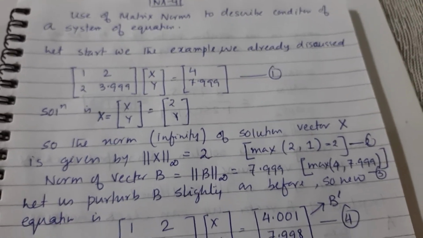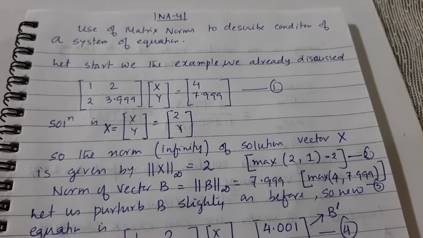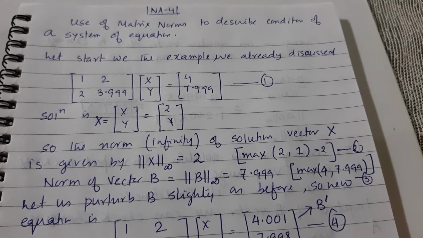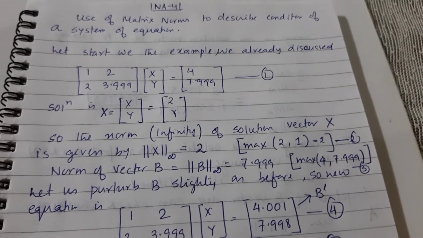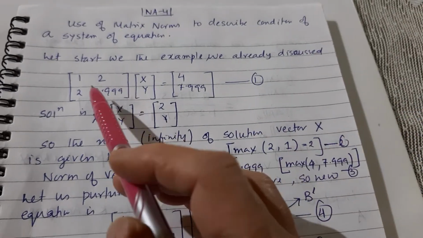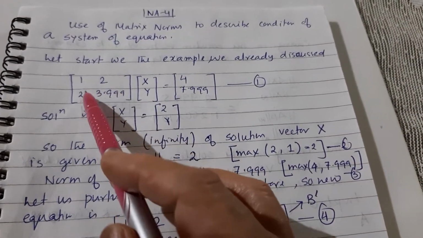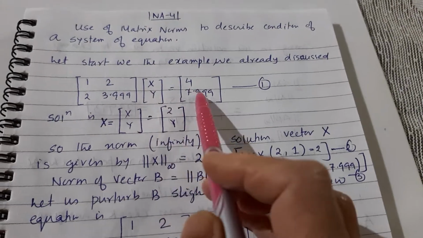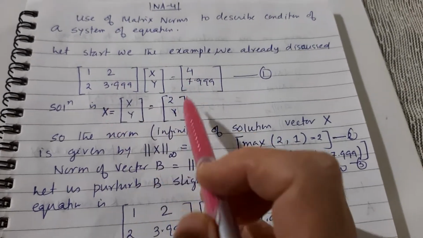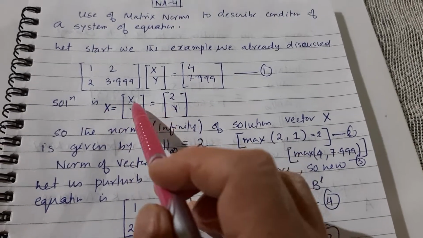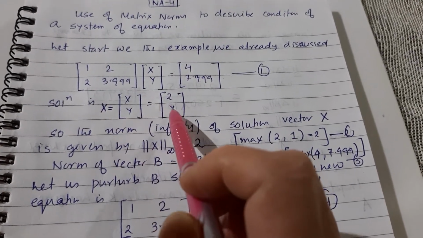In this video, I am going to describe how we can use matrix norms to describe the condition of a system. First of all, let us start with a very simple example. We have already done this example. The system is [1, 2; 2, 3.999] x = b, where b = [4, 7.999]. And we know the solution of this equation is x = 2 and y = 1.